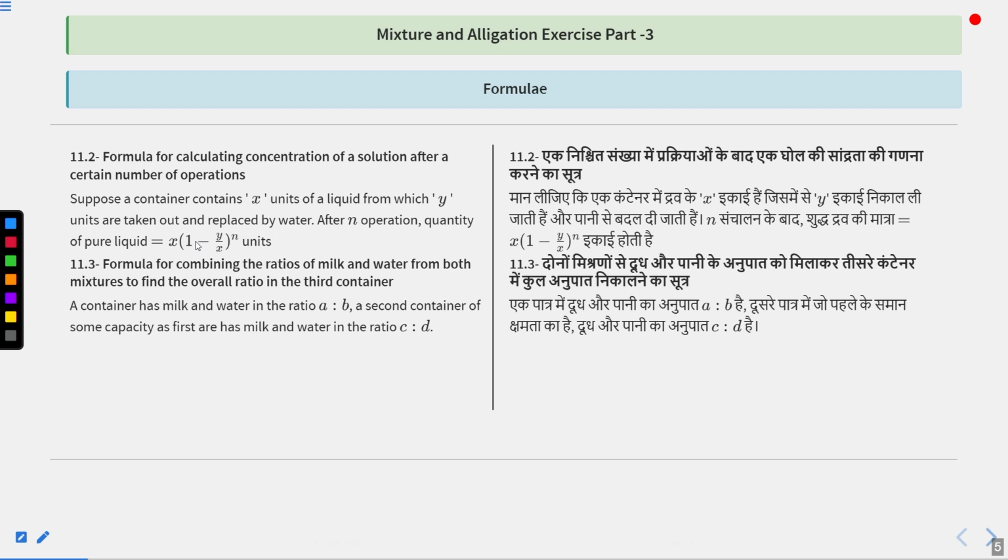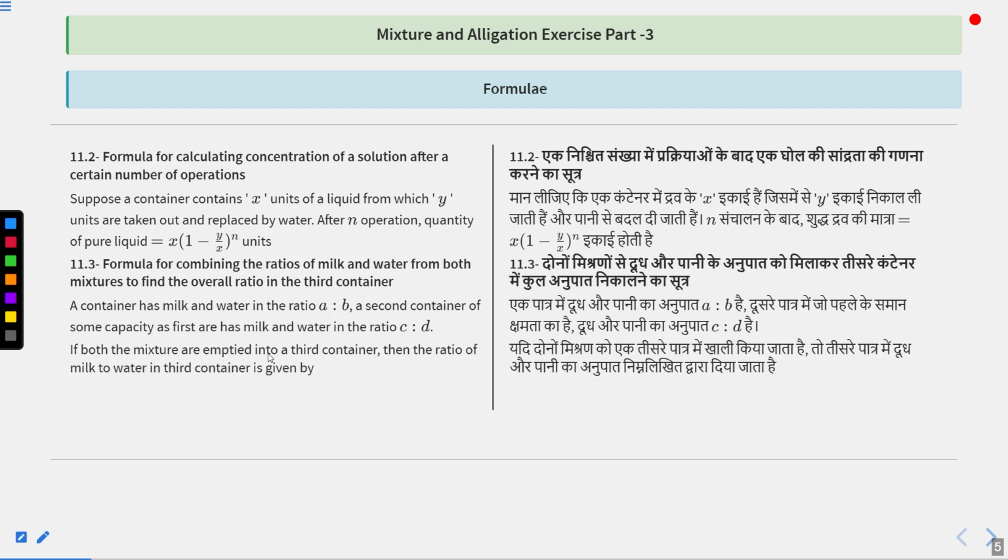Clear? The third formula is for combining the ratios of milk and water from two mixtures to find the overall ratio in a third container. A container has milk and water in ratio A:B. A second container of the same capacity as the first has milk and water in ratio C:D. If both mixtures are emptied into a third container, then the ratio of milk and water in the third container is given by A upon A plus B plus C upon C plus D, ratio B upon A plus B plus D upon C plus D.